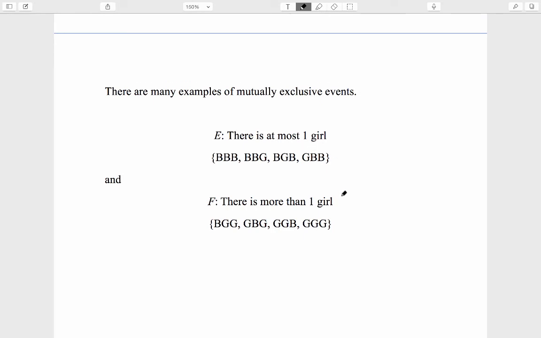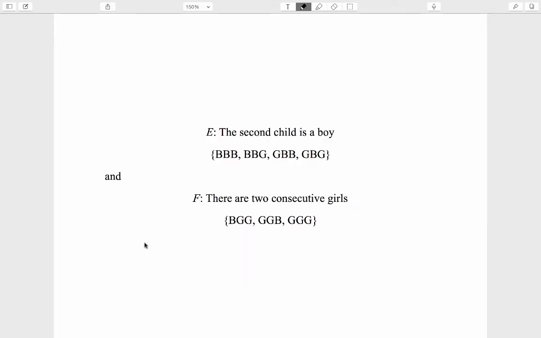Notice how, in this example, E and F are actually complementary. It turns out that F is the same event as not E. But it does not need to be that way. As another example, consider E the event that the second child is a boy, and F the event that there are 2 consecutive girls somewhere in the sequence. By 2 consecutive girls, I really mean 2 or more. Now, these 2 events are mutually exclusive.